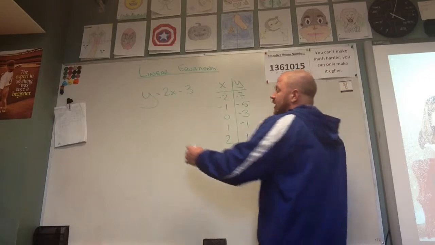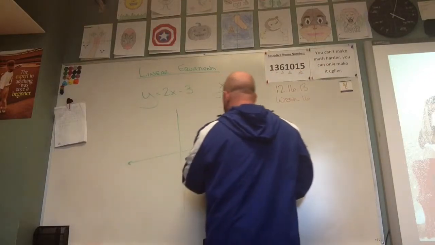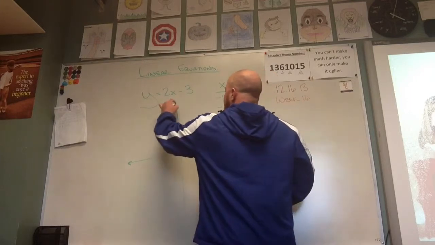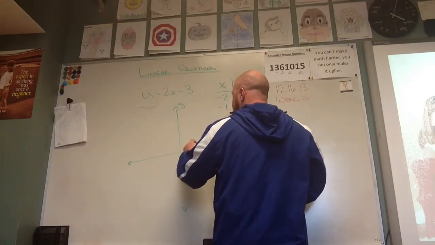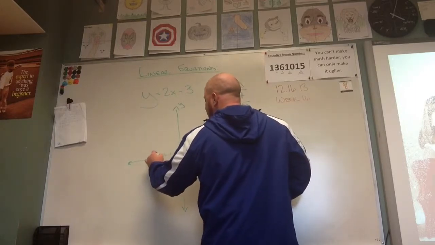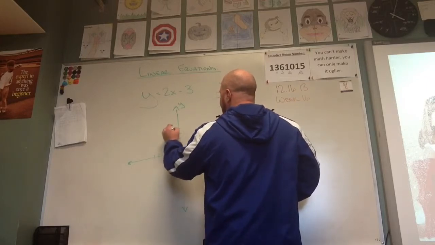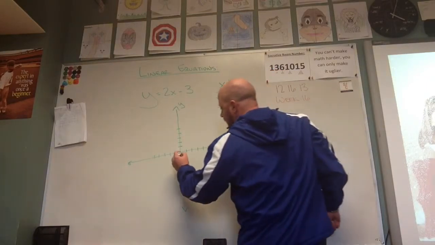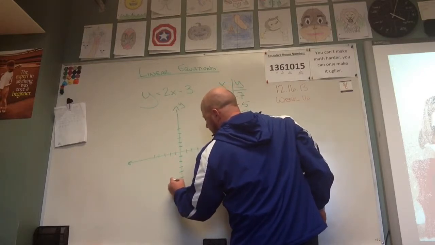Okay? So now if I were thinking of this on a coordinate plane, okay, we'll have our x-axis and our y-axis. Okay? And now we come out, let's say 1, 2, 3, 4, 5. 1, 2, 3, 4, 5. And because I see this negative 7 value, I'm going to go a little lower here. 1, 2, 3, 4, 5, 6, 7.